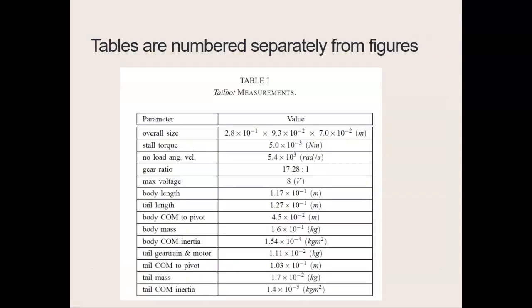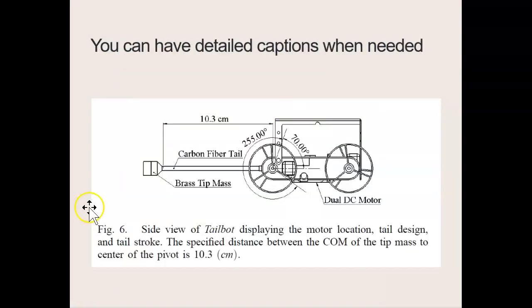You also, with any tables, are numbered separately from figures, and all tables have a caption that explains what they are. So when I say numbered separately, you're going to have a figure 1, figure 2, figure 3, table 1, table 2, table 3. Also note, for tables, the captions go above the table, whereas for figures, the captions go below the figure. That's just the convention.